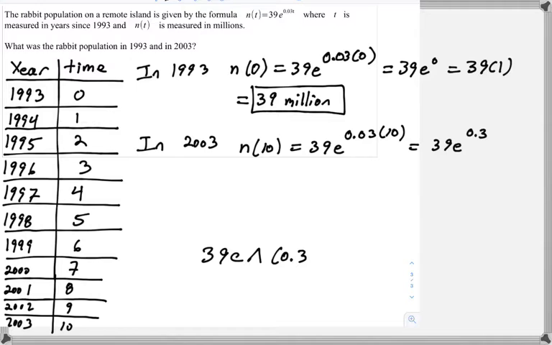If you have like a cell phone calculator, you're going to do 0.3, and then you're going to hit your e to the x button, and then you're going to hit the multiplication button, and then multiply it by 39, and that should give you about 52.6445, and that's going to be millions.